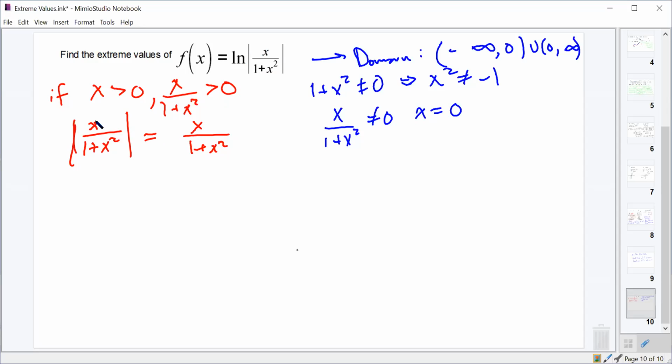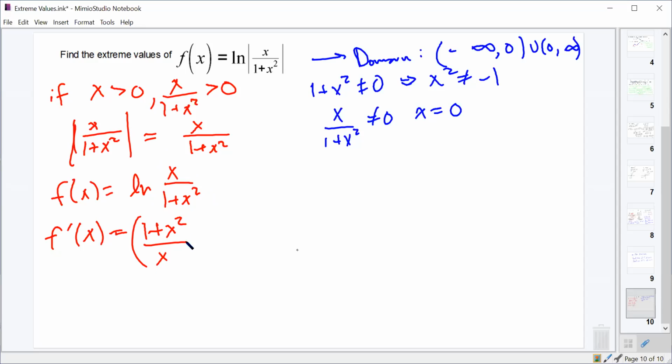So if x is positive, then f of x is equal to the natural log of x over 1 plus x squared. And how do we find the derivative of that? Using the chain rule and the quotient rule. F prime of x should be, so this is natural log of u, so it should be 1 over u. Well, what's 1 over a fraction? The reciprocal. Yeah, it's the reciprocal of it.